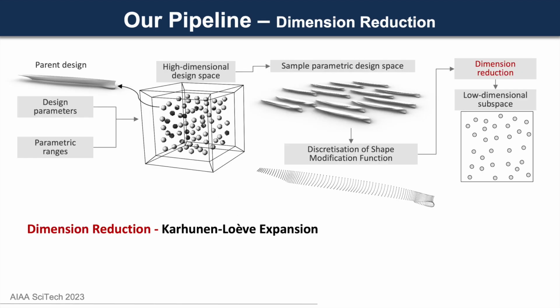So here is the overall layout of our dimension reduction. Consider we have a parent design which is parameterized, and each design parameter is bounded by a parametric range. This gives us a high dimensional design space. We first sample this design space, and then for each sampled design we discretize it. Using this discretization, we implement our dimension reduction. In our case, the dimension reduction is implemented using Karhunen-Loève expansion, which I will explain in the coming slides. Once this dimension reduction is implemented, we get our lower dimensional subspace.